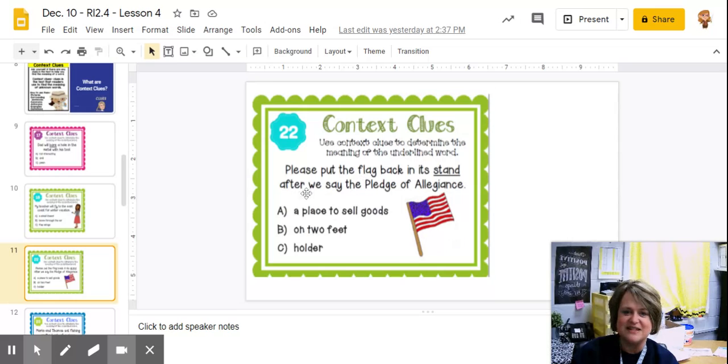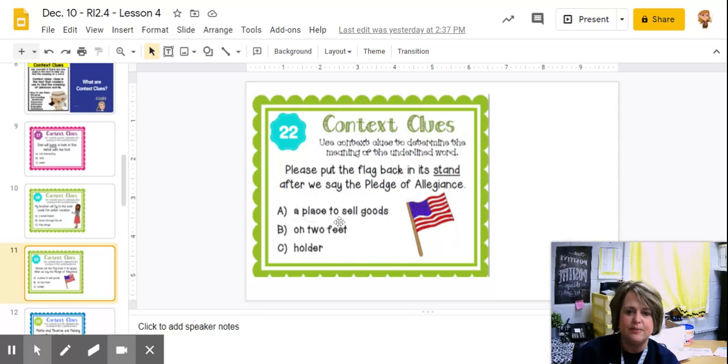All right, the next one says, please put the flag back in its stand after we say the Pledge of Allegiance. So what does this stand mean? This stand can have lots of meanings, but what does it mean in this sentence? Okay, so don't get confused about that, because you could see words that you know what it means, but it might have multiple meanings. And so we got to figure out, what does it mean in the sentence? Please put the flag back in its stand after we say the Pledge of Allegiance.